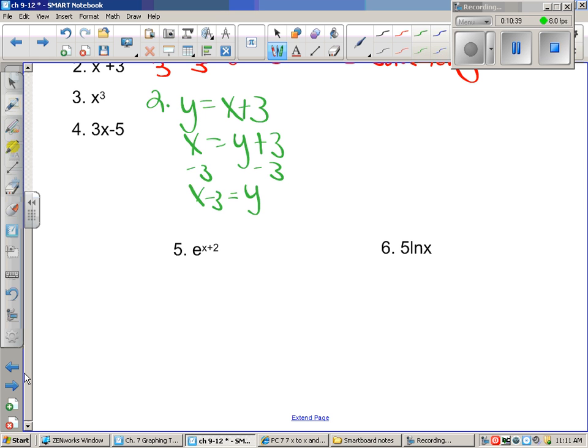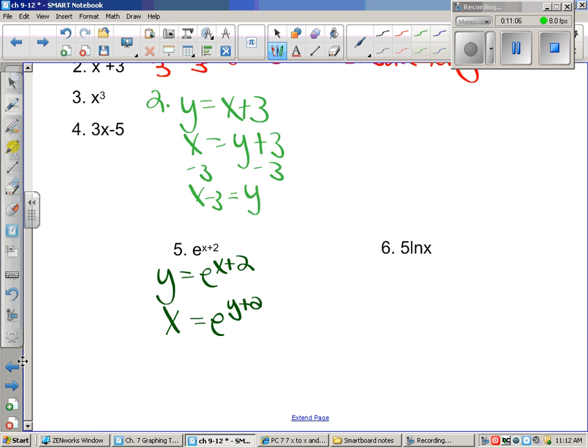So e to the x plus 2. So first step for this, Julia, is to do what? Set it equal to y. So let's set this thing equal to y. Step number 2, Nikki. Switch the x and the y around. Whoops. Yeah, I did it right. Okay. x equals e to the y plus 2. Good. Gianna, how do you get rid of that e?